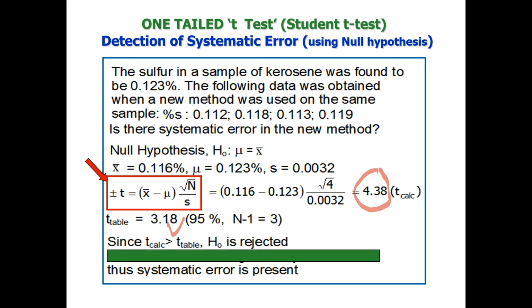So what would be your conclusion? The t calculate is bigger than t table. So what does that mean? Since t calculate is bigger than t table, the hypothesis is rejected. So there is a systematic error. Okay, so this is the student t-test. So your conclusion always results in the presence or the absence of systematic error.